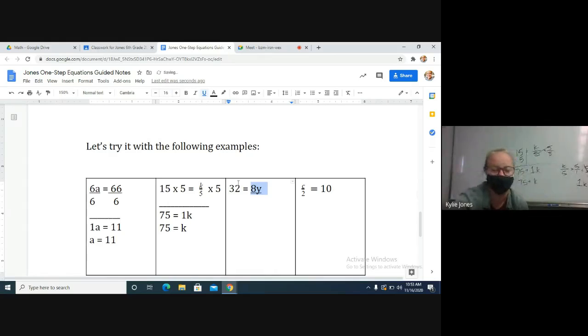But it works. It's a good analogy. So we need to divide on both sides. So what is the opposite of multiplying by 8? Dividing by 8 on both sides.